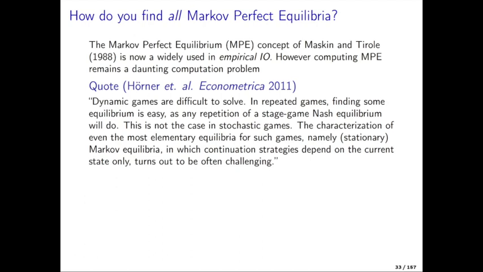Now, okay, so how do you solve this? It turns out to actually be extremely difficult. Here's a quote from Johannes Hörner in his Econometrica paper in 2011. It says, dynamic games are difficult to solve. In repeated games, finding some equilibrium is easy, as any repetition of a stage game Nash equilibrium will do. This is not the case in stochastic games. The characterization of even the most elementary equilibria for such games, namely the stationary Markov equilibrium in which continuation strategies depend on the current state only, turns out to be often challenging.